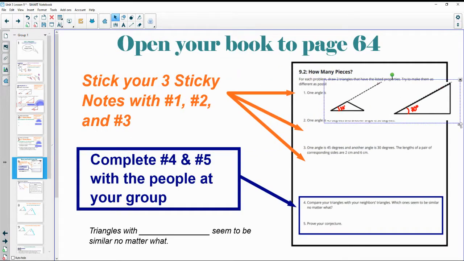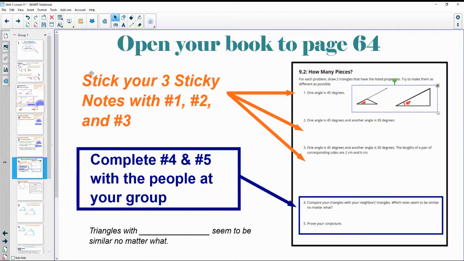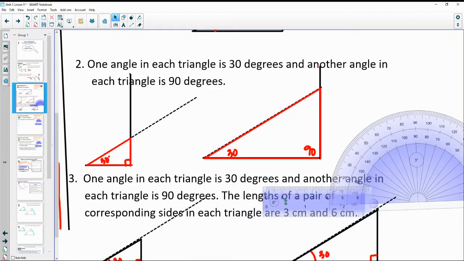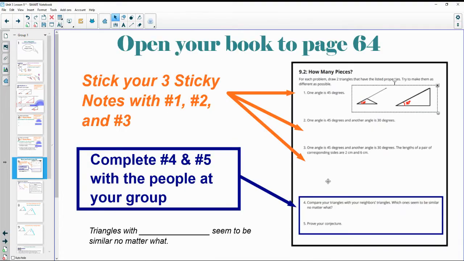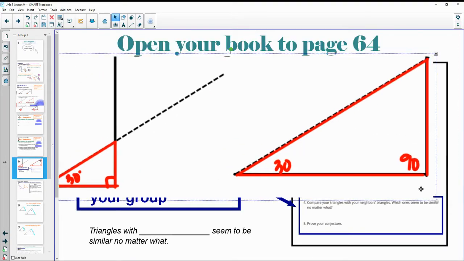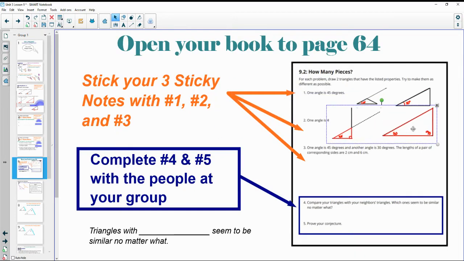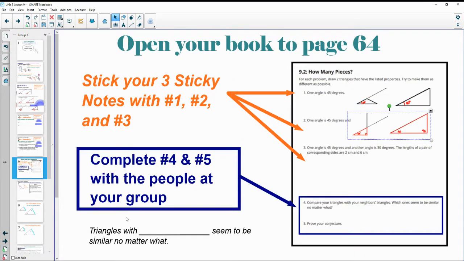So trying to decide which ones, out of the ones that you drew, look like they have to be similar no matter what. Okay, what characteristics are you noticing in those that makes them look like they have to be similar? And try and write a conjecture for that. And so I outlined it there at the bottom of the screen. So triangles with what seem to have to be similar no matter what.